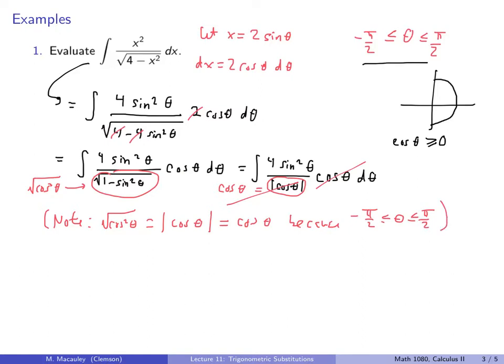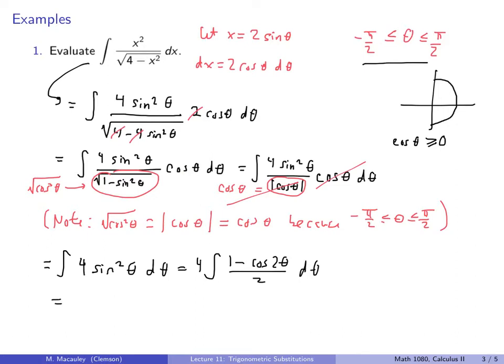Okay, so there's this integral we have. This thing simplifies greatly down to the integral of 4 sine squared of theta d theta. And we know how to do this from the previous lecture. Let me pull out the 4. I always like to do that. 4 times (1 minus cosine of 2 theta) over 2 d theta.